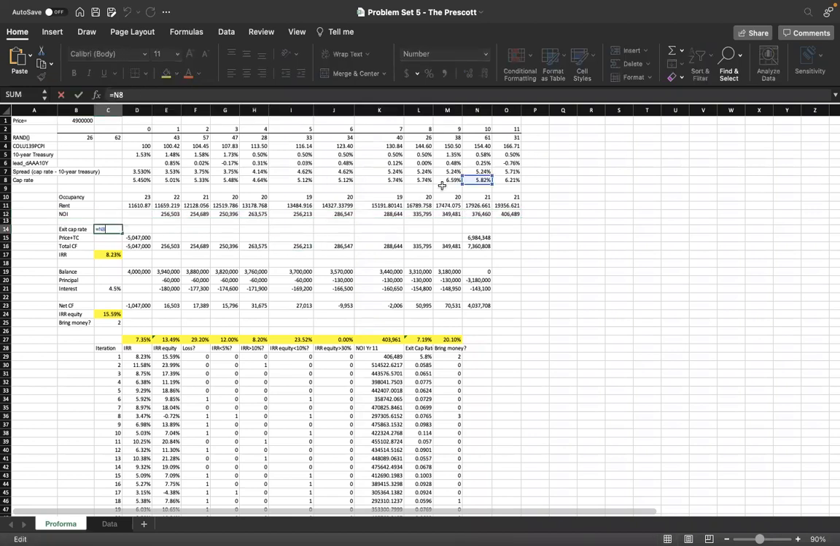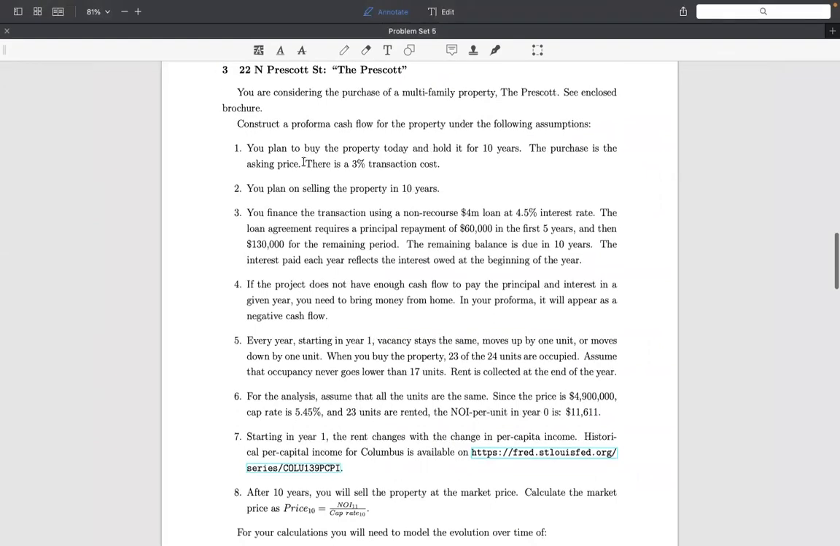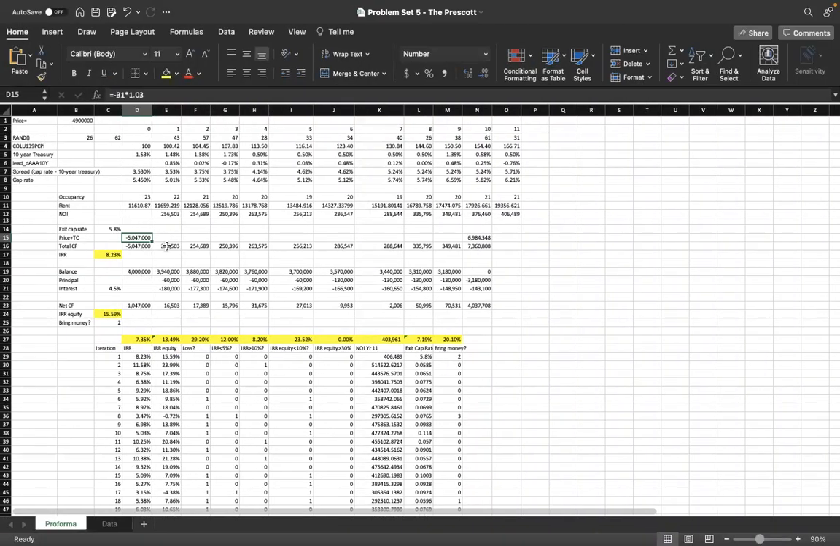Exit cap rate is the cap rate in year 10. So the price plus the total cost is the price times plus the 3% transaction cost, which is given here. Bullet 1, there is a 3% transaction cost. And total, yeah, because at time 0 you're just paying the total price and the cost.